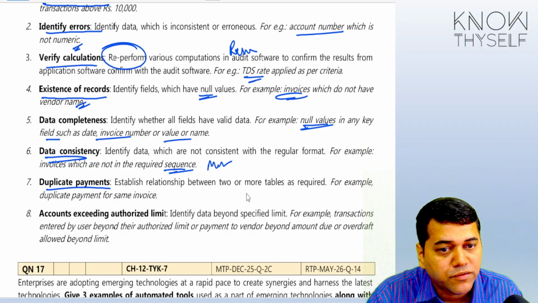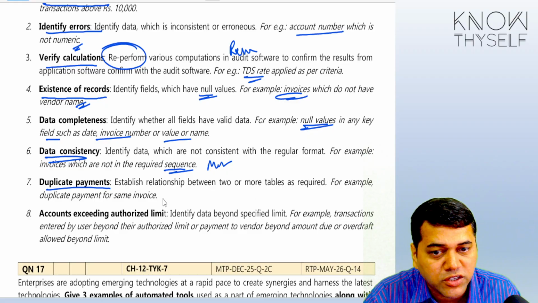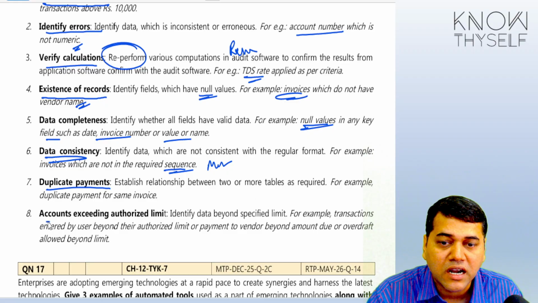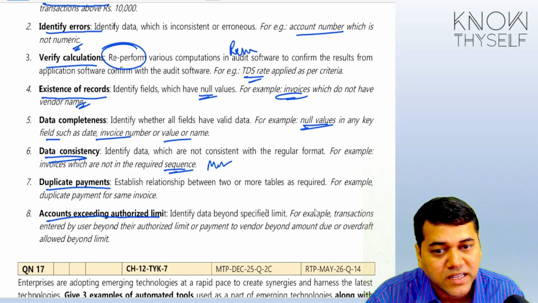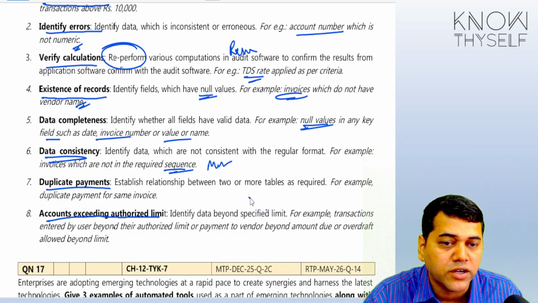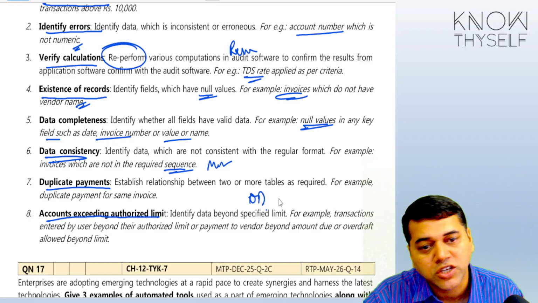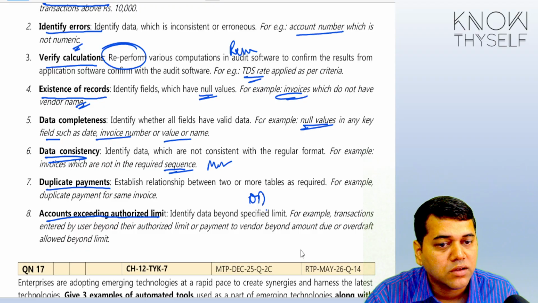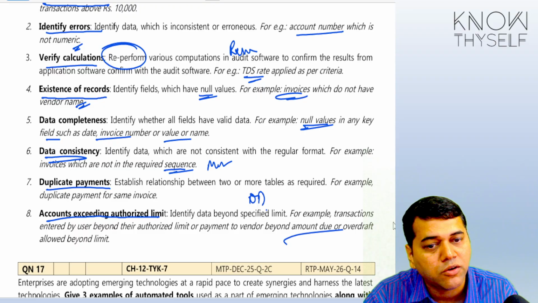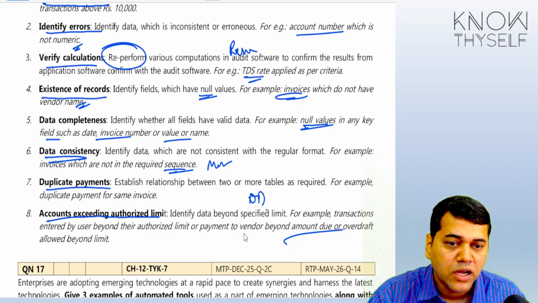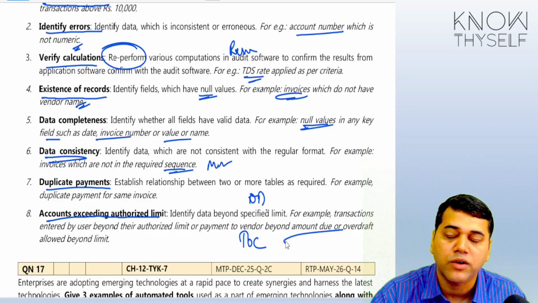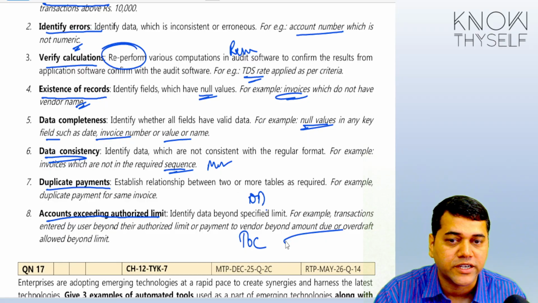Duplicate payments you can verify. Okay, is a single invoice paid twice? Accounts exceeding the authorization limit. That means some customer has been granted credit, or in your bank audit, your OD has crossed its sanction limit now. How is that possible? How could somebody have granted more OD? How have the systems broken? So you are doing test of controls now. How is the system not able to detect it?